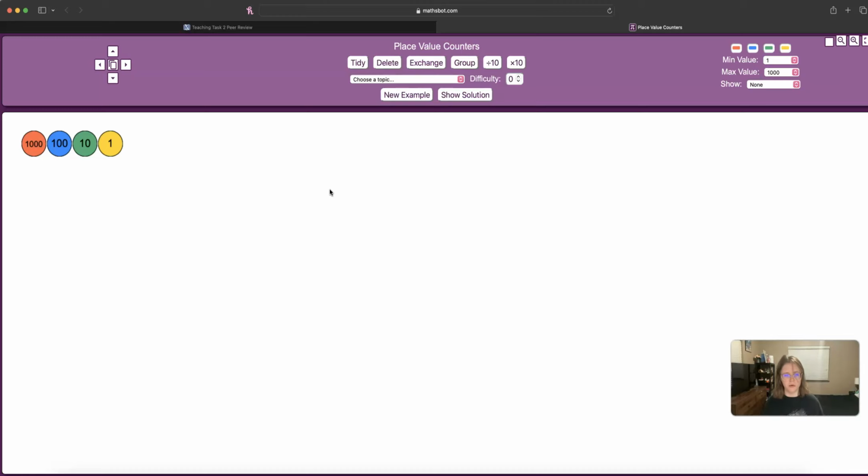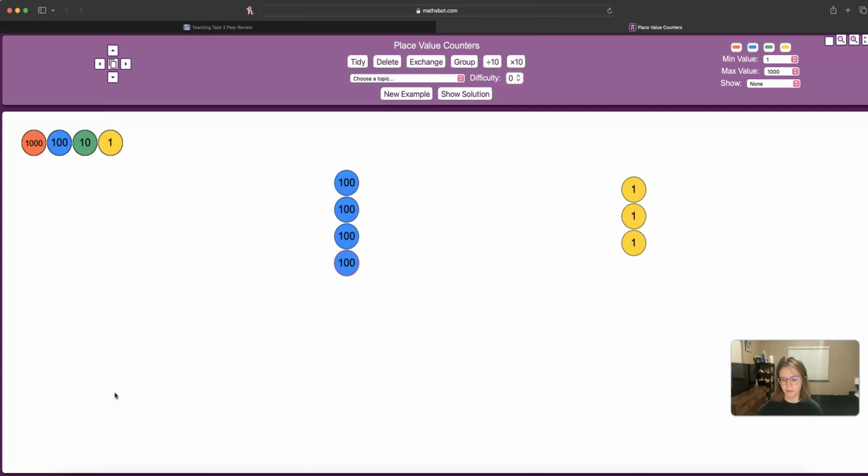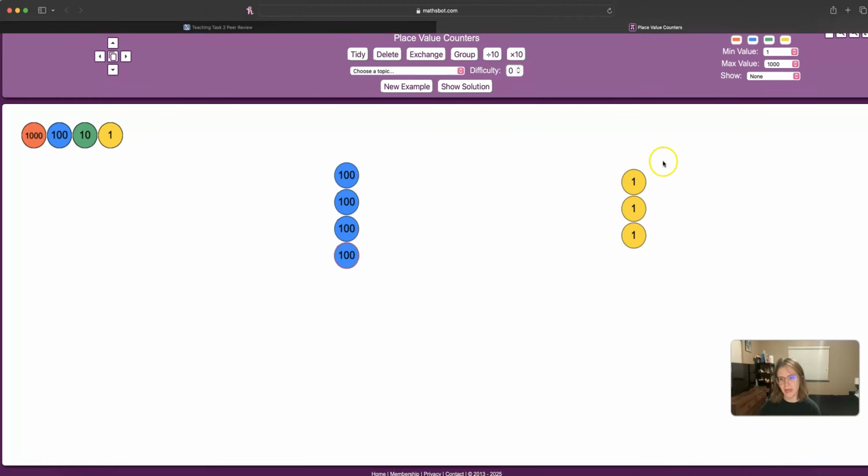And I'm going to go ahead and get this set up on my computer. So on your chip abacus, you should have 4 100s and 3 1s. We didn't have anything in the 10 place value. And I'll remind you again with our problem. So 4 100s, no 10s, and 3 1s.